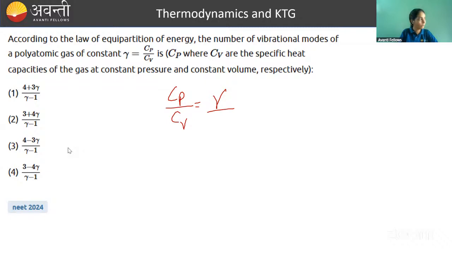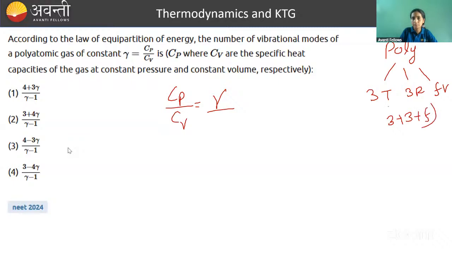What is this 8? Okay, let me know. So this is this. So if it is polyatomic and it has vibrational mode also, so how many degree of freedom? 3 translation, 3 rotation, and F vibrational. So total degree of freedom is 3 plus 3 plus F. So this polyatomic sample of gas at temperature T will have how much internal energy?